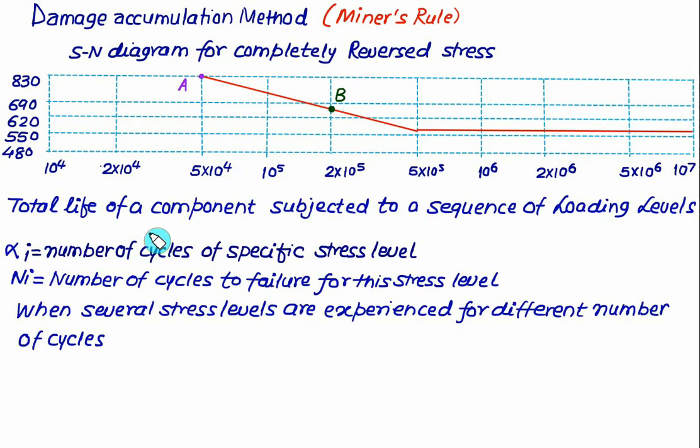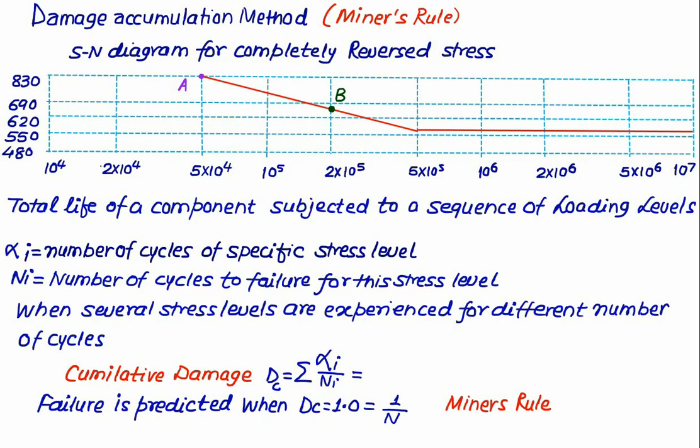So the total life of a component subject to a sequence of loading levels: if alpha i represents the number of cycles of a specific stress level sigma ai, and ni represents the life at that stress level which you can calculate using the Basquin equation, and several stress levels are experienced for different numbers of cycles from i equal to 1 to i equal to n, then we can calculate the cumulative damage. This cumulative damage is given as the summation of alpha i by ni, that is alpha 1 by n1 plus alpha 2 by n2 plus alpha 3 by n3.